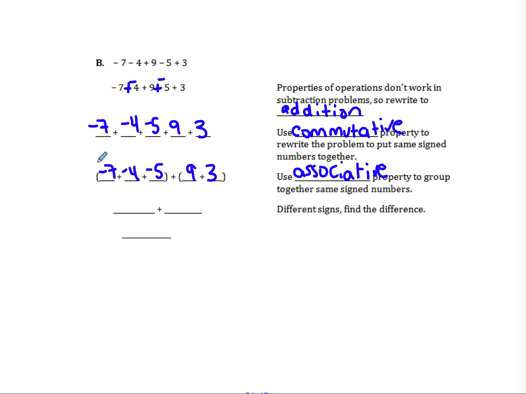Okay, so now I'm ready to add. So -7 plus -4, same sign, find the sum, that's going to be -11. And then plus my -5, that's going to be, again, same sign, find the sum, -16. And then over here, 9 plus 3, that's going to be 12. And then different signs, find the difference, my answer will be -4. More negatives, answer's negative.